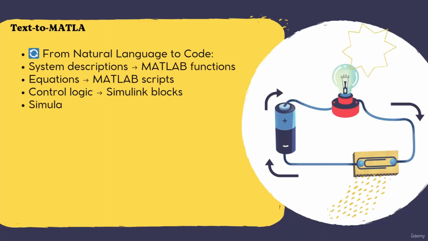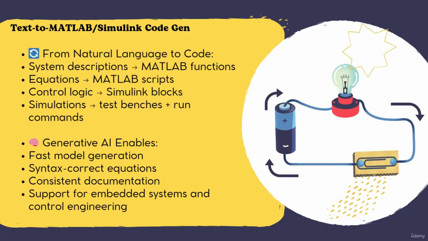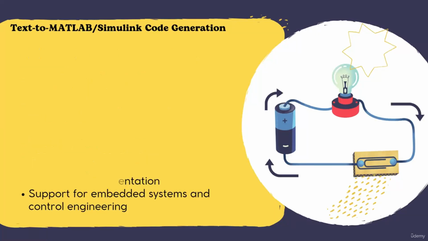MATLAB and Simulink are central to modeling, simulation, and validation in electrical engineering. However, building simulation ready models manually, especially for complex systems like converters, control loops, or power electronics, can be time intensive. Generative AI offers a new pathway where you can describe your system in plain English, and the AI returns MATLAB scripts or Simulink model block descriptions automatically. This speeds up prototyping, reduces syntax errors, and helps you quickly iterate.